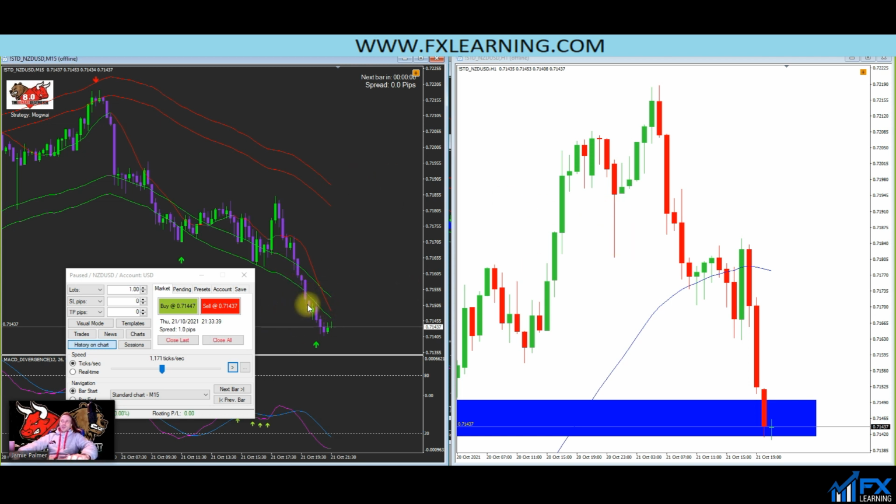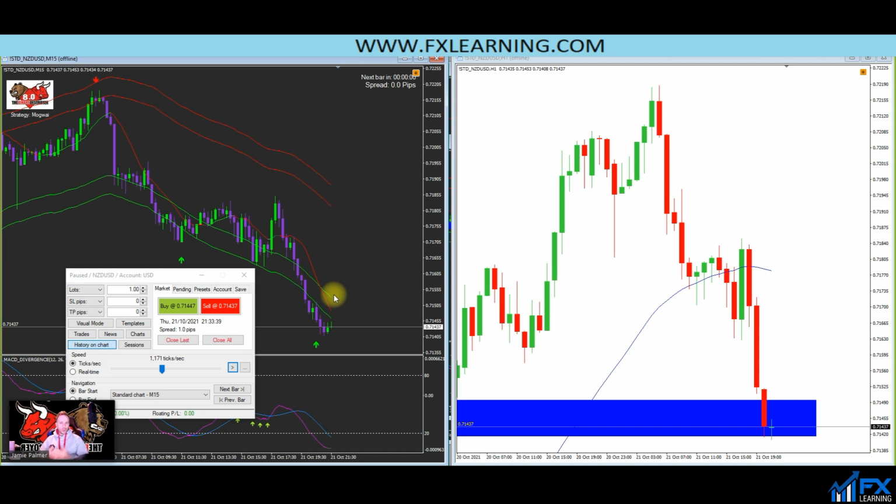We look at this signal here, and this could be a nice little in and out signal against the trend. Now, there's nothing wrong with taking trades against the trend. You just got to understand that they are against the trend. We don't want to be holding trades for long periods of time if they're against the trend.